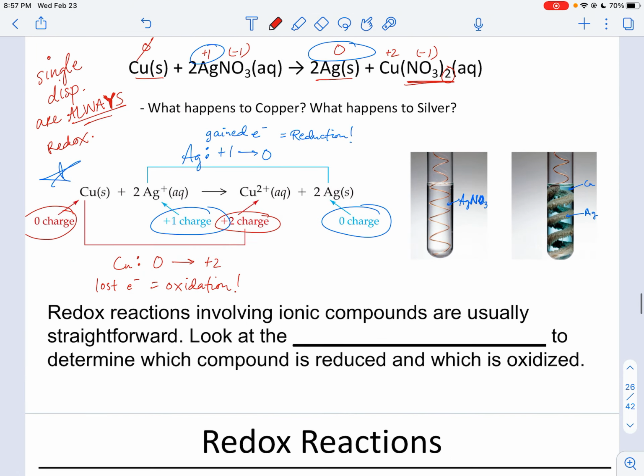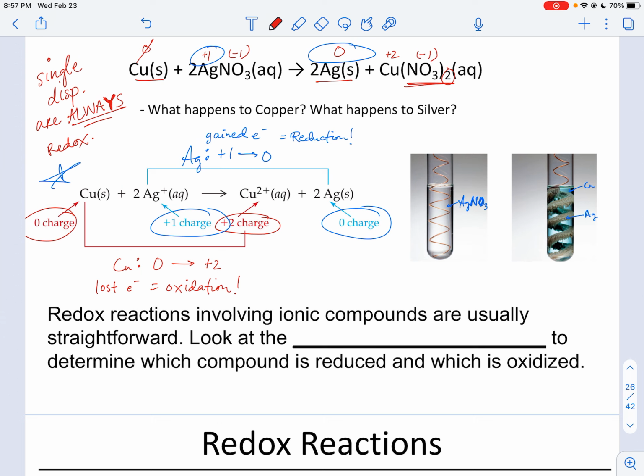Your head might be swimming right now, so let's try to summarize what is happening in this redox reaction. Redox reactions involving ionic compounds are usually straightforward. Look at the change in charge. For now, I'm using the word charge in quotes. We're going to use the words oxidation numbers in a little bit, but it's going to be very similar to understanding ionic charges.